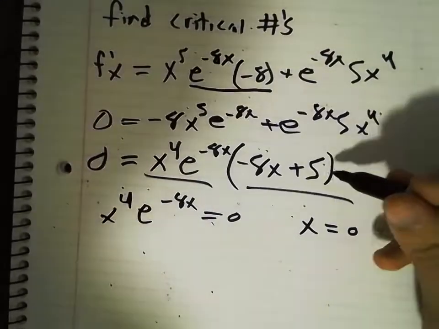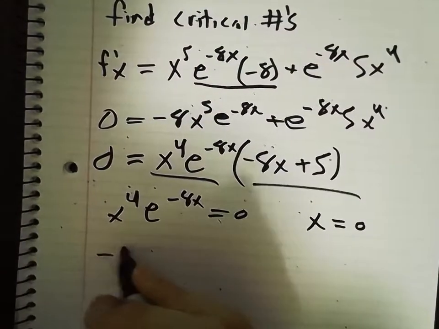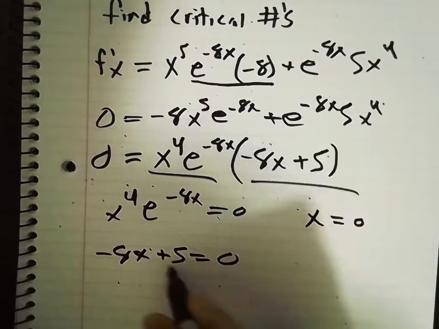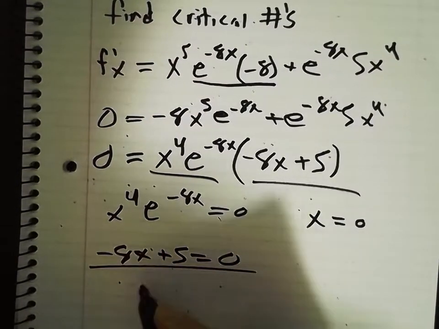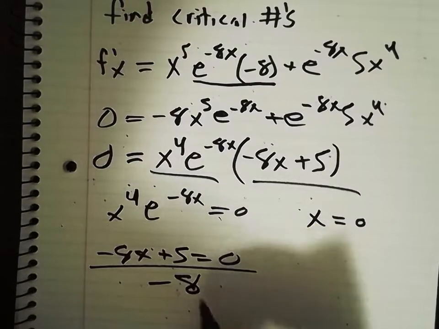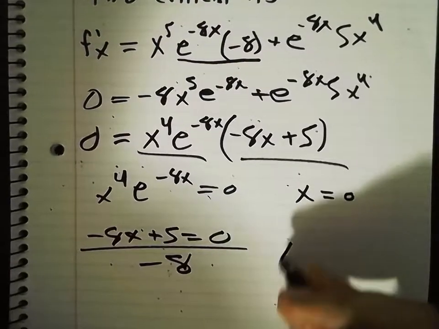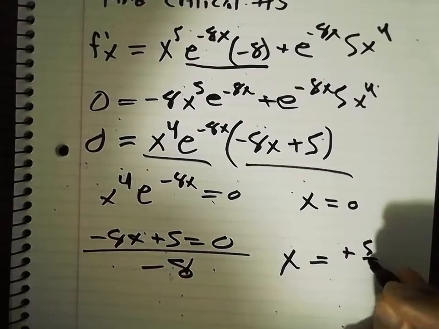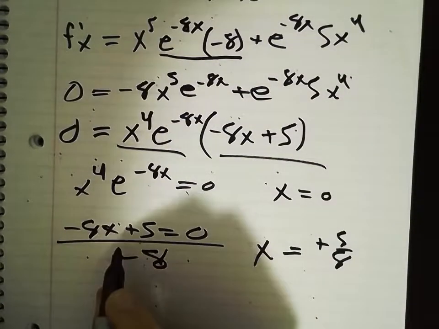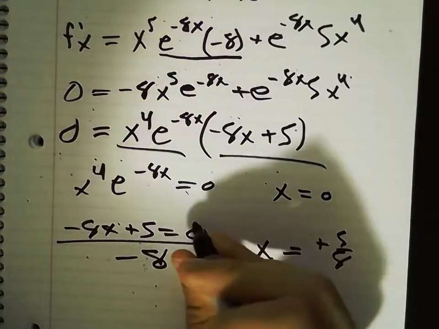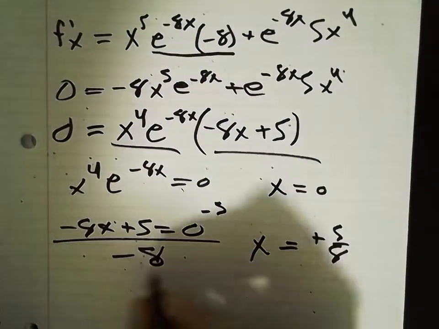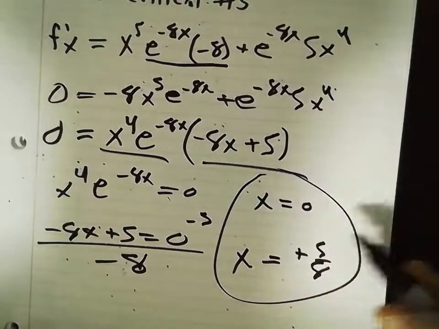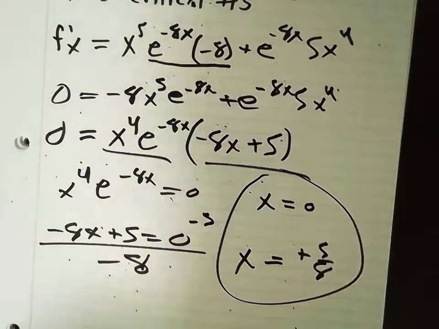For our second, we have negative 8x plus 5 equals 0, minus 5 to both sides, and then divide by negative 8. We're going to do all that in one. So we just have x equal to positive 5/8. It's positive 5/8 because we minused 5, so we have a minus 5 here. And then dividing by minus 8, minus over minus is a positive. So these are going to be our two critical numbers, x equals 0 and x equals positive 5/8.